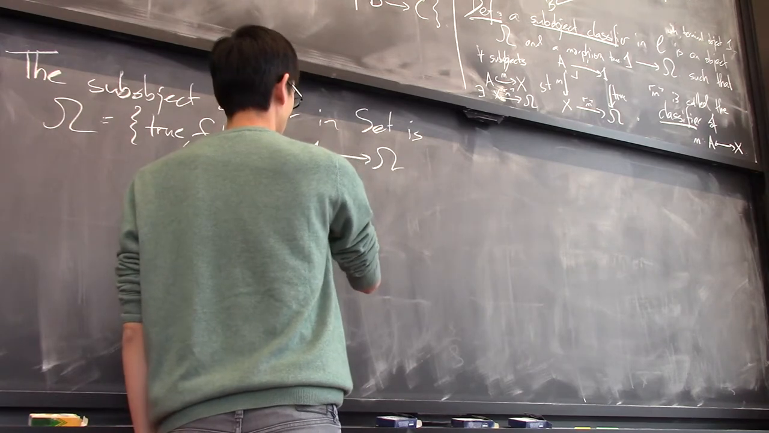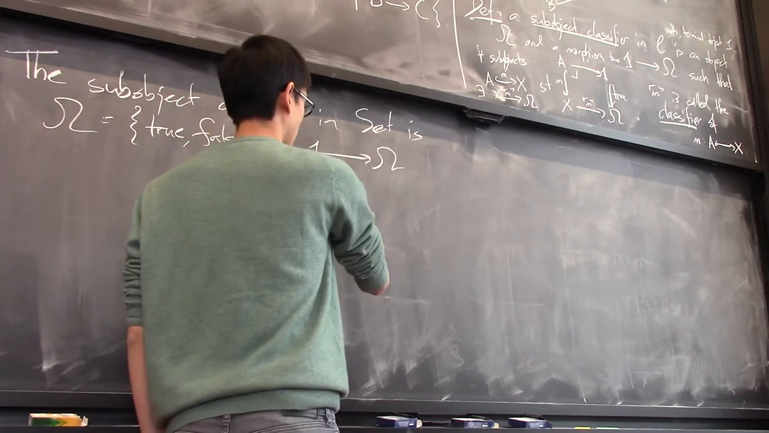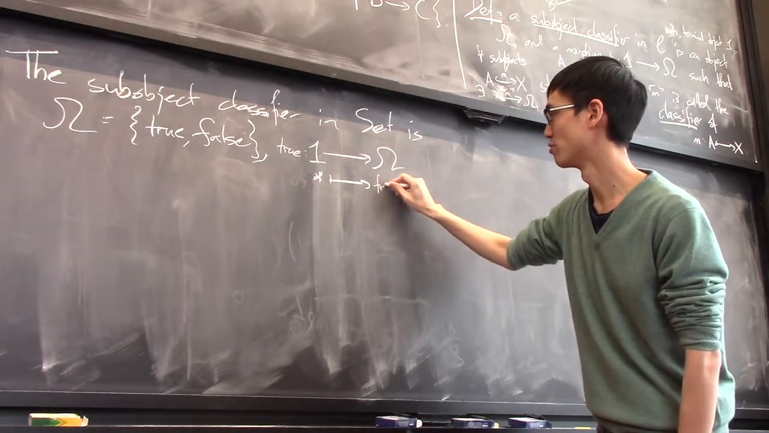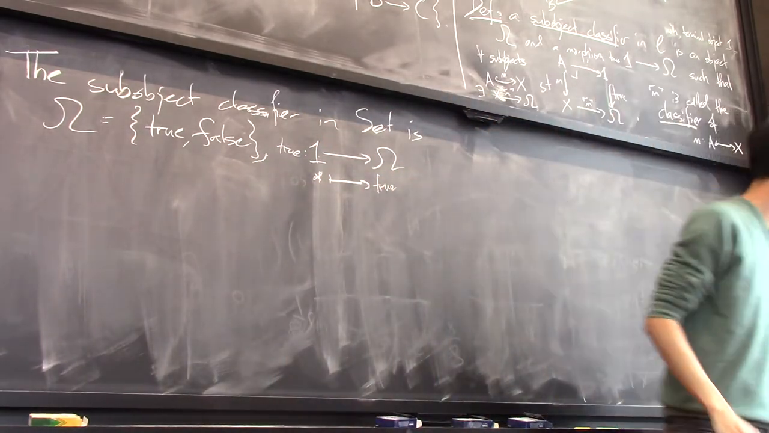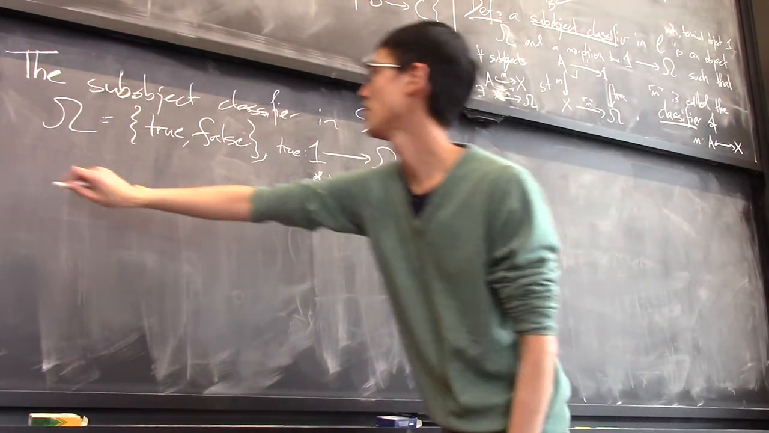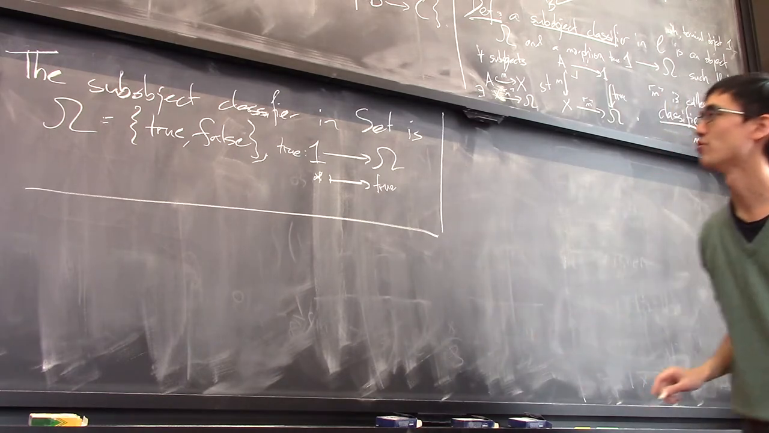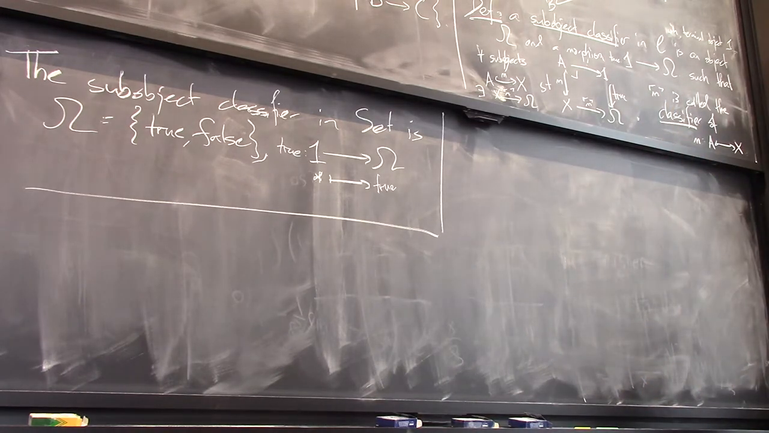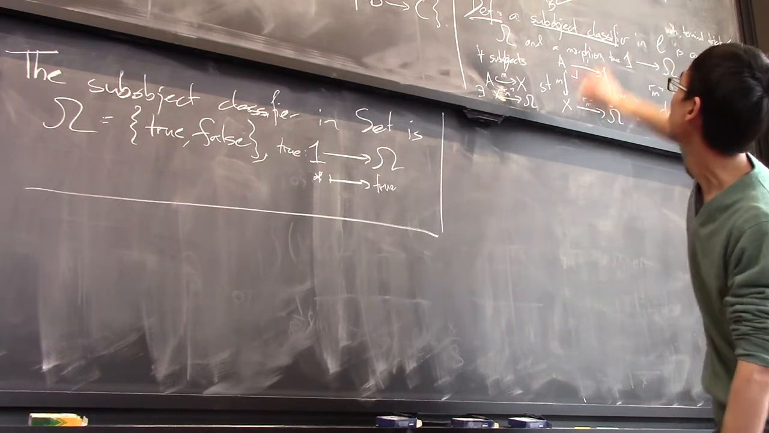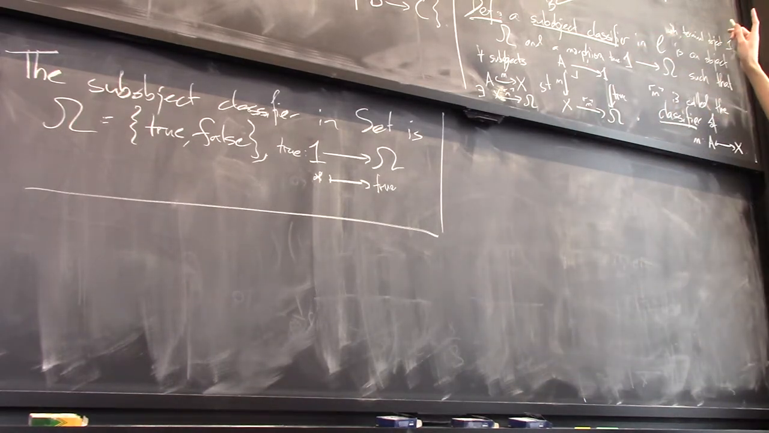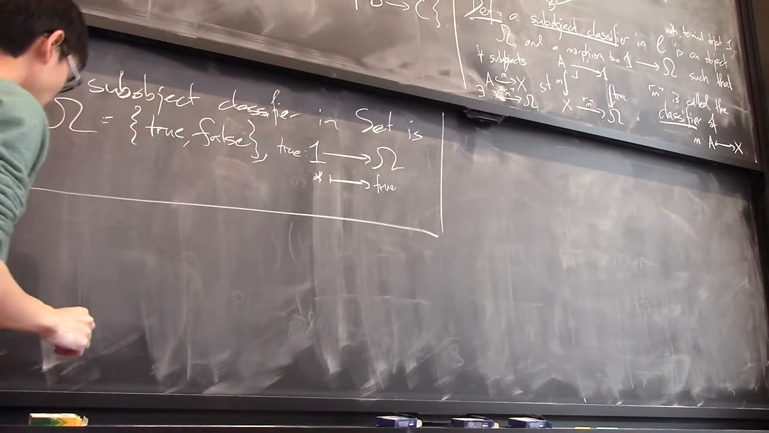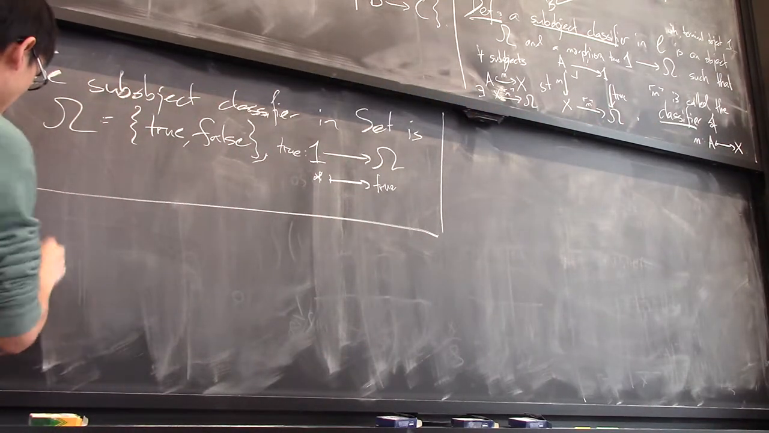So what this map is going to do is there's a unique element up here, and it's going to map it to one of the elements up here, and which one? It's going to map it to true, otherwise that would be terrible notation. Okay, so what does it mean? In what sense does this classify sub-objects? Well, the intuition up here was that a sub-object is just a subset.